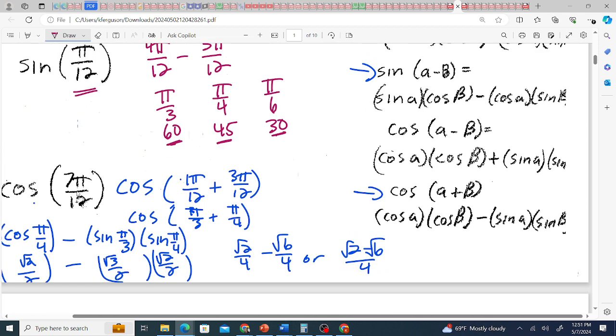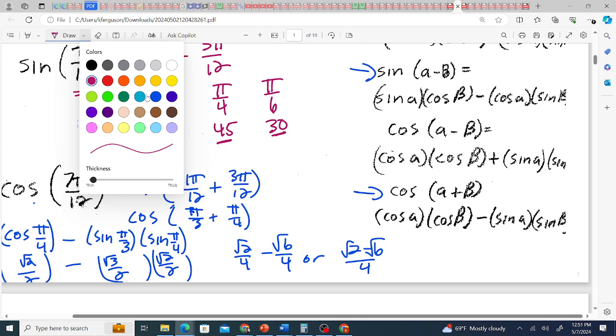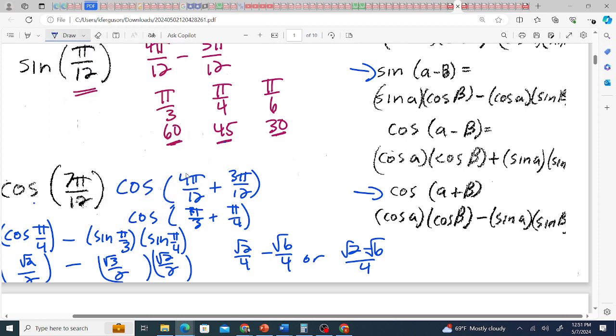Like for instance, 7 pi over 12. That's 4 pi over 12 plus 3 pi over 12. Again, those reduce to 60 and 45.